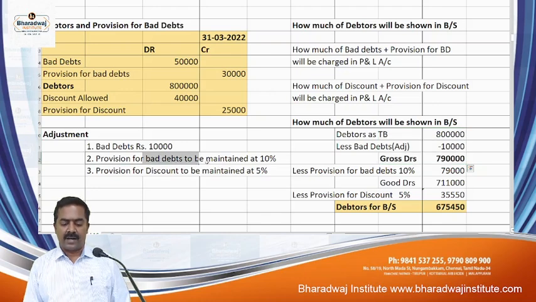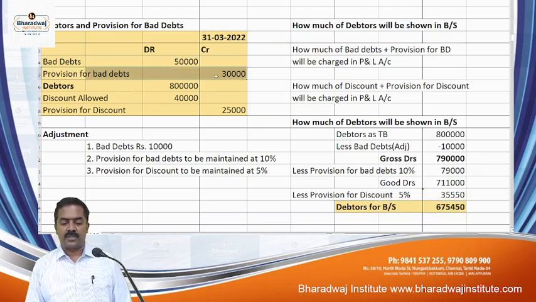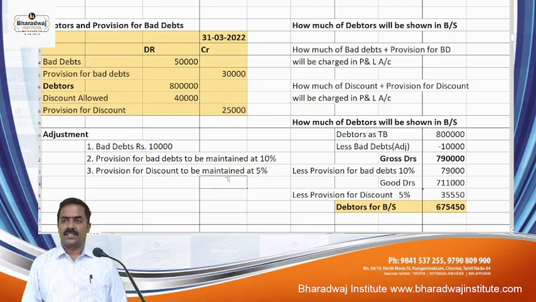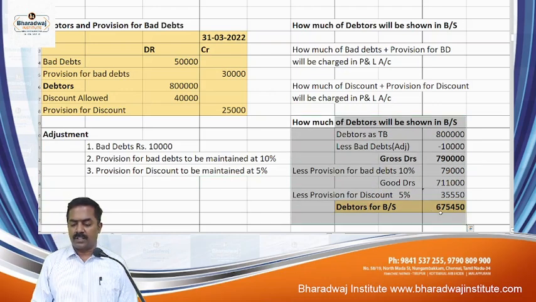What is the provision for bad debt required? 10%. How much? 79,000 required. Okay, provision for discount to be allowed only for what? Good customers. So 6,75,000, 450. Sir, what about the existing provision for bad debt? Already there is a provision that was created last year. So take up this. How much of debtors will be shown in the balance sheet?